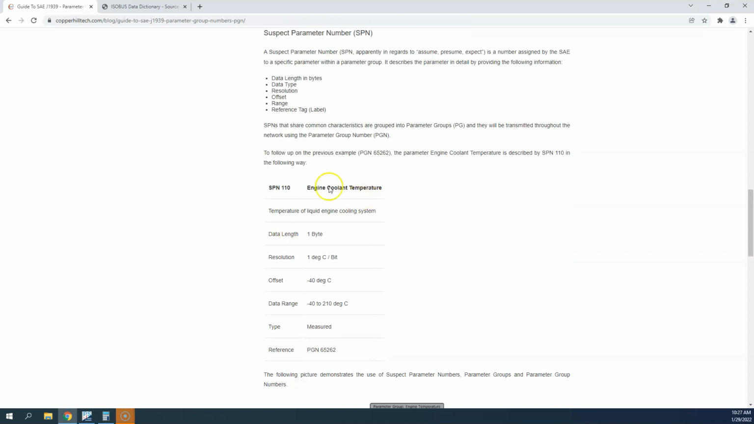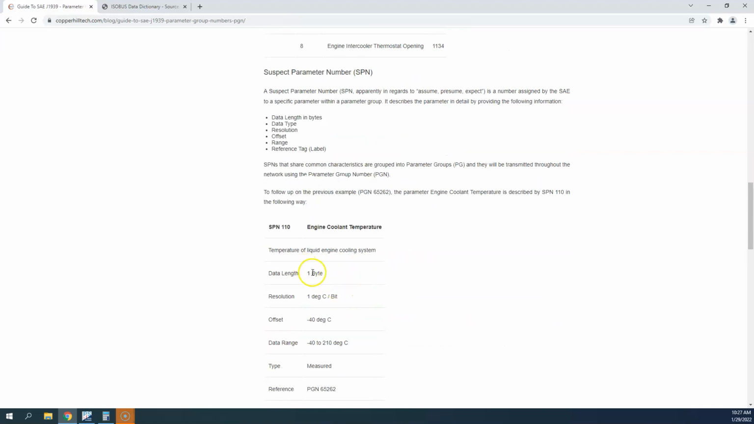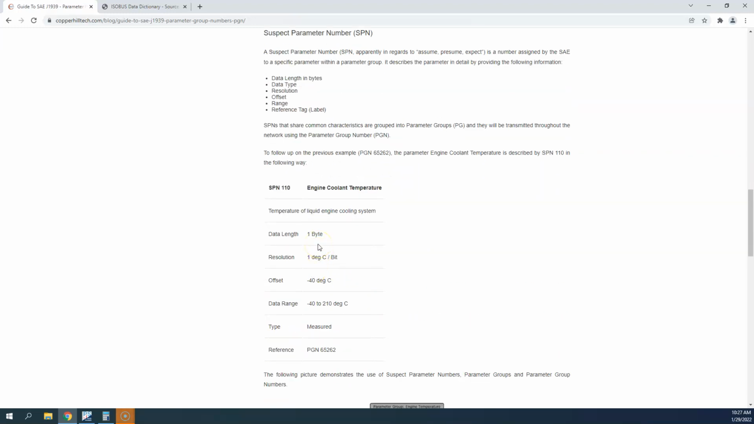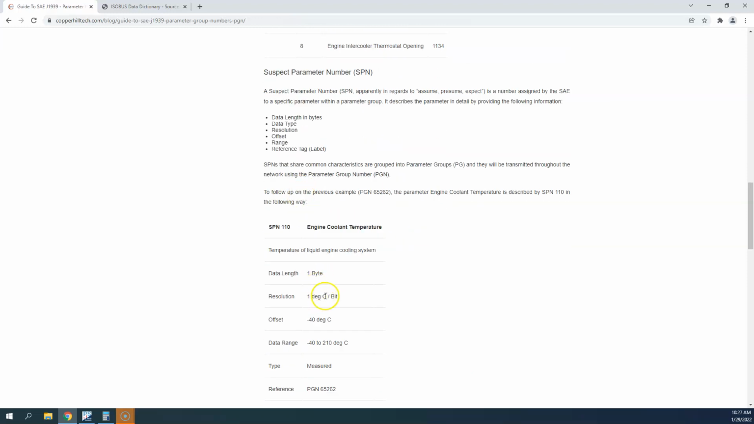I need to know first about this SPN 110. You can see here it is 1 byte in length, and it's that first byte, so it's byte number 1. The resolution is 1 degree Celsius per bit. So the question is, how many bits are there here?